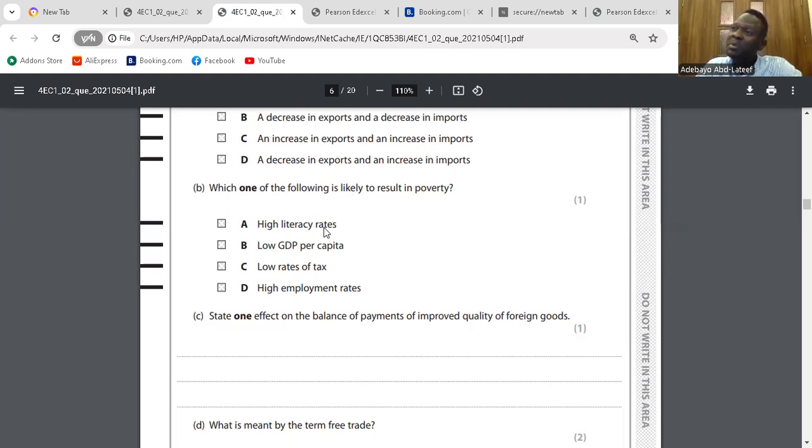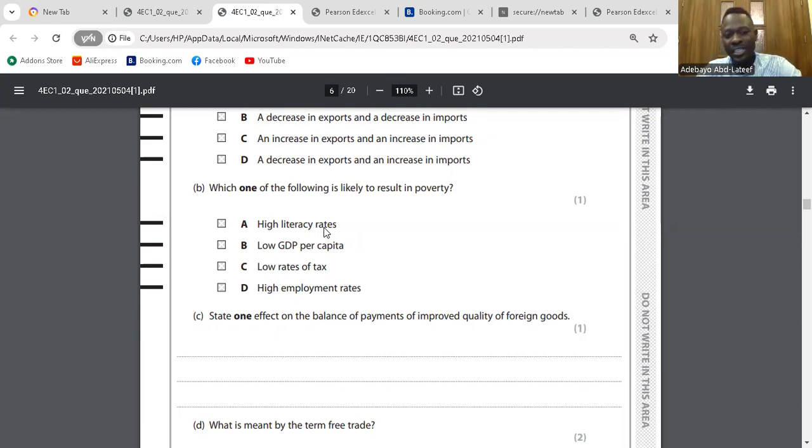Low GDP per capita. GDP per capita is GDP divided by the number of population. If a country is witnessing a low GDP per capita, it means the level of income in that country is low, and that can be linked to poverty. Clear? That's why it is B. Low rate of tax will increase disposable income. As a result, living standard will increase. People will become better. High employment rate means people have a job, and that would increase disposable income also, reducing poverty.